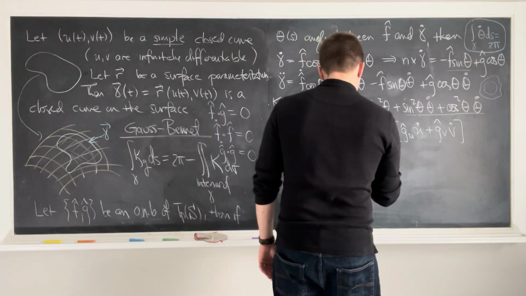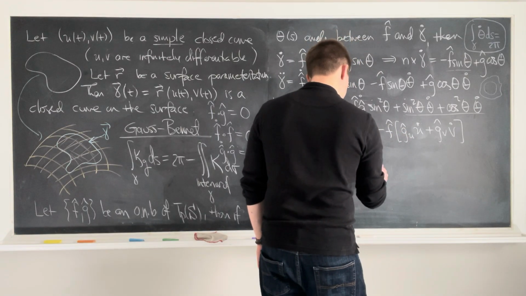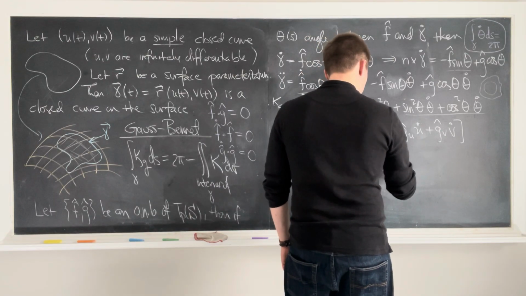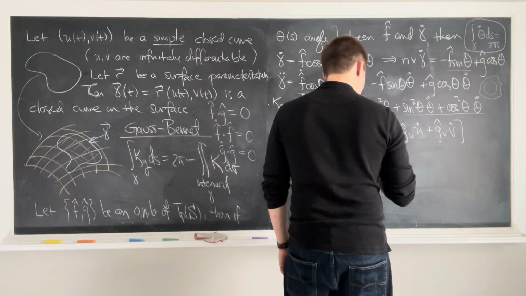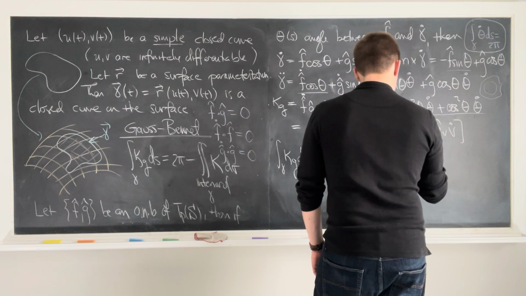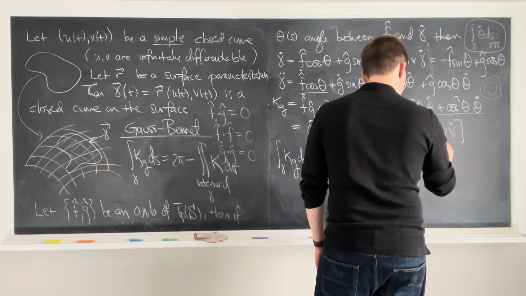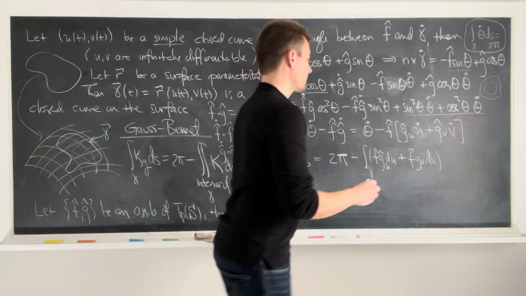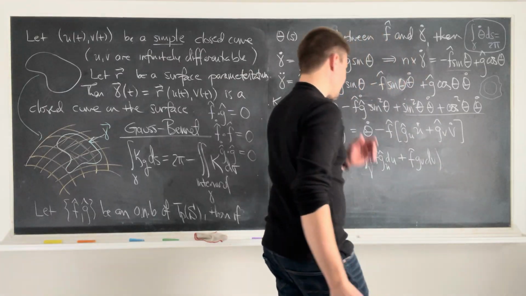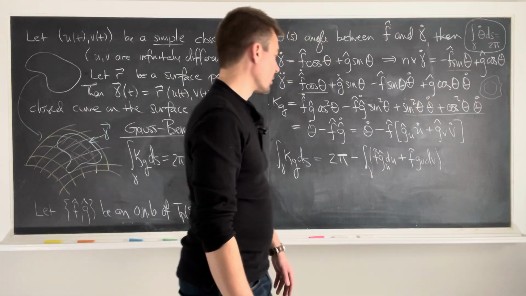Good. And then minus this thing over here: f hat g_u du plus f hat g_v dv, like so. Okay, get rid of the ds. Now that's just a regular line integral, right? I write the ds as a line integral now, okay?